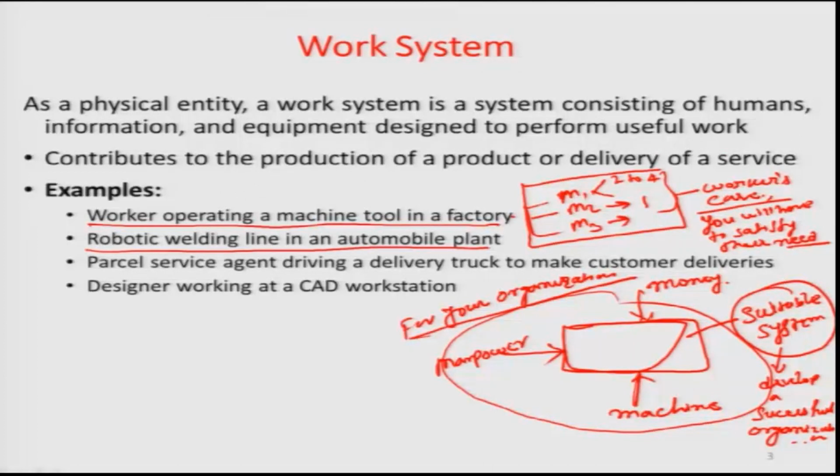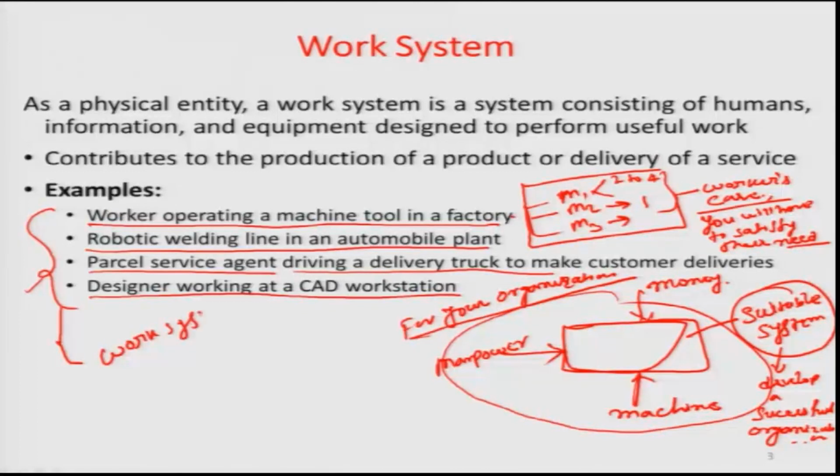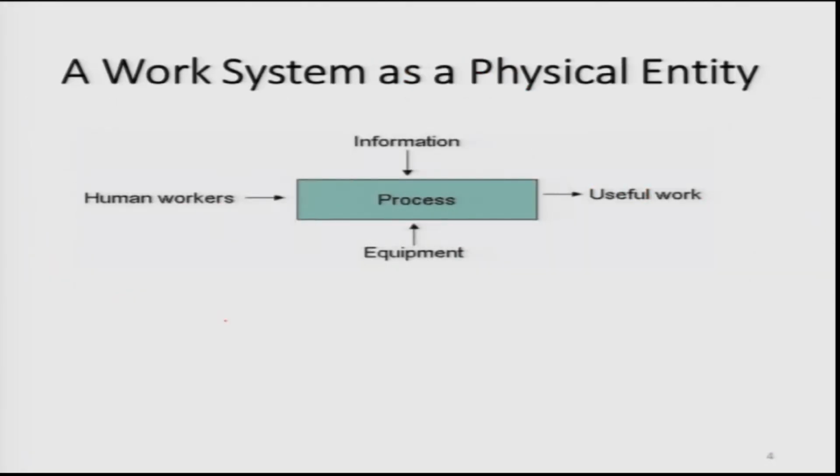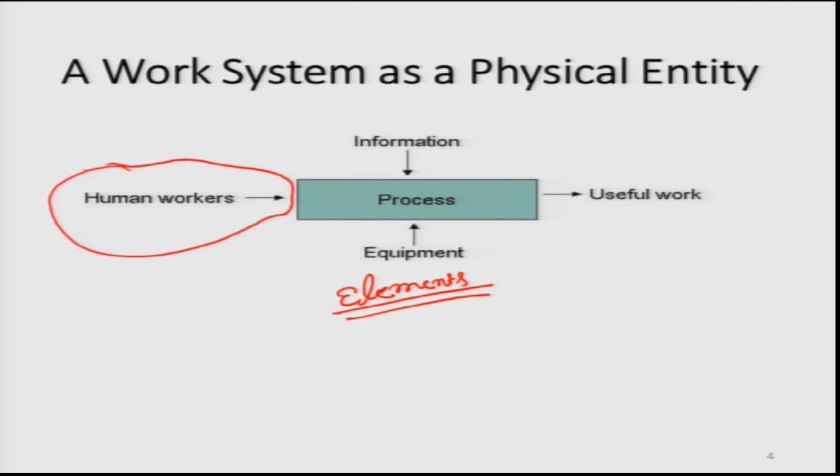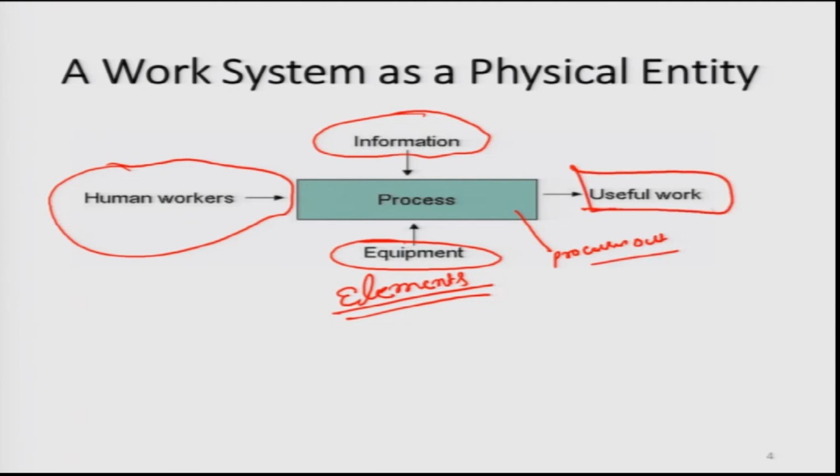Robotic welding line in an automatic plant, a parcel service agent driving a delivery truck to make customer delivery, a designer working at a CAD workstation. You can see that when you integrate all these elements, there will be a formation of a work system. Here are the elements of a work system: human workers are involved, equipment is required, and certain information is required, so that when you integrate all the things, it gets processed and converted into useful work. Work can be in the form of a product or service.